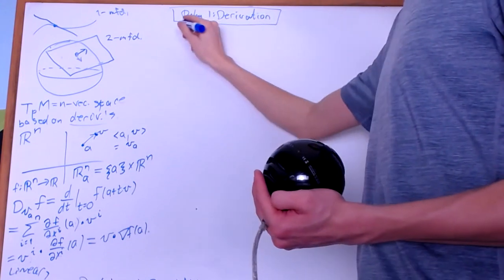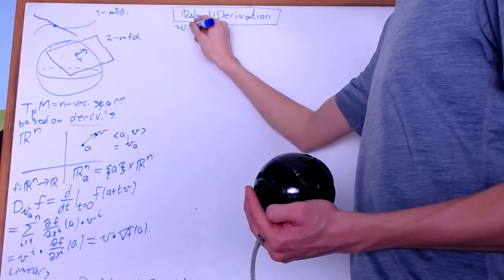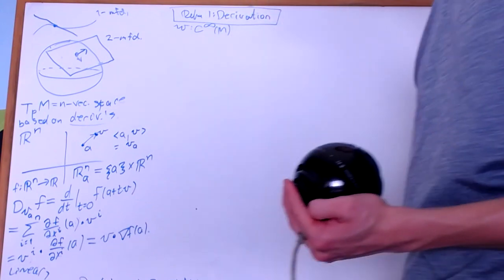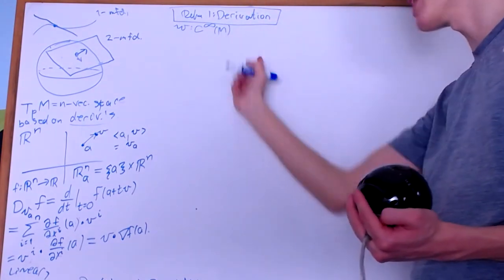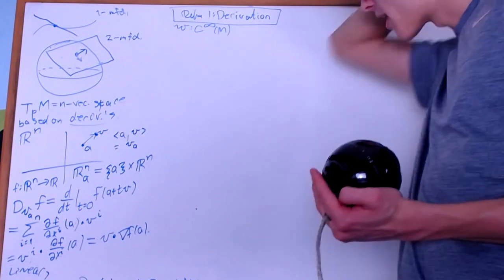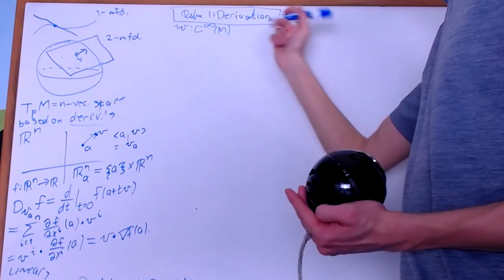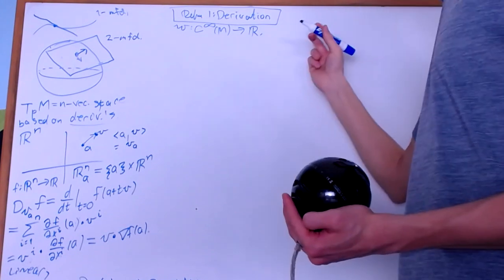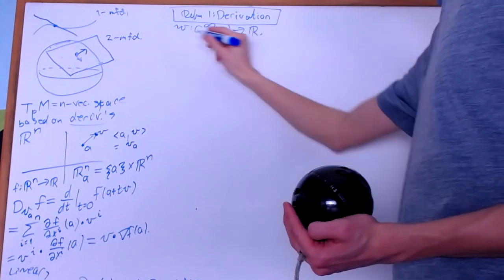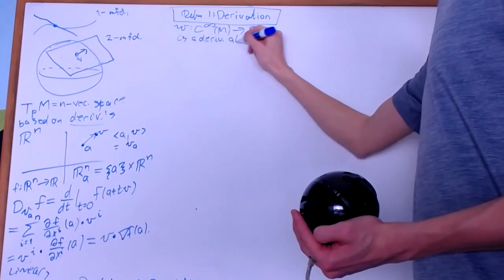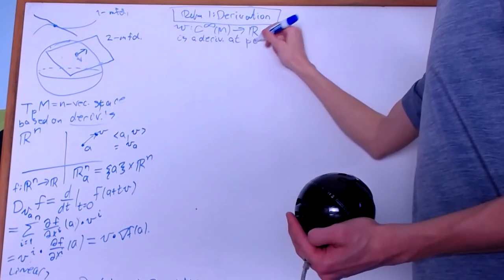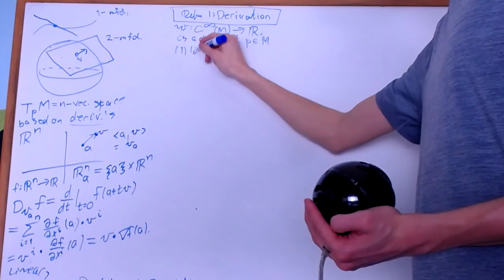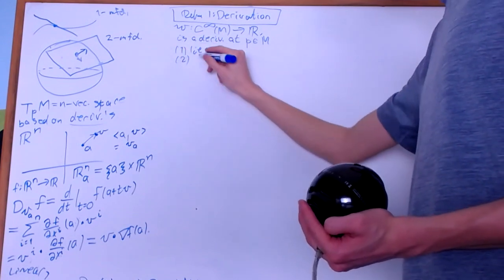So what we define a derivation to be is some map W, which takes in a smooth function on M, which will take you from M down to R, and it will take one of those functions and output some element in R itself. Now we say that this map is a derivation at some point p in M if it's linear and you have the product rule.